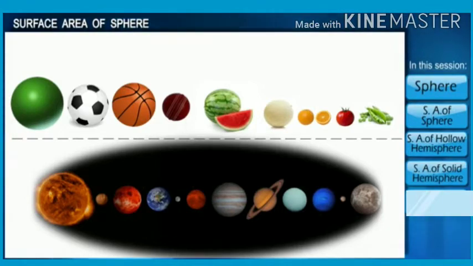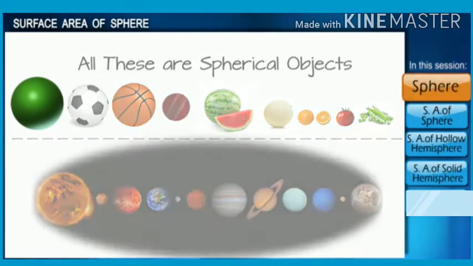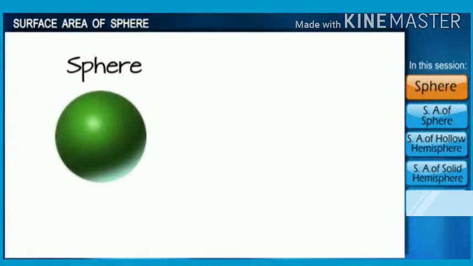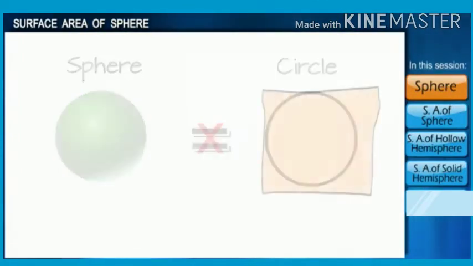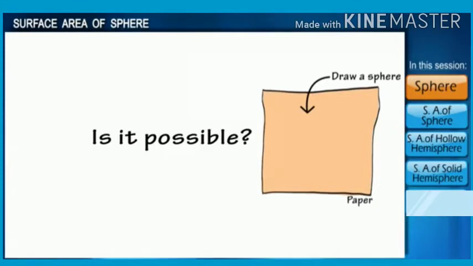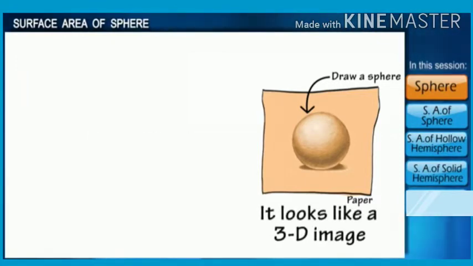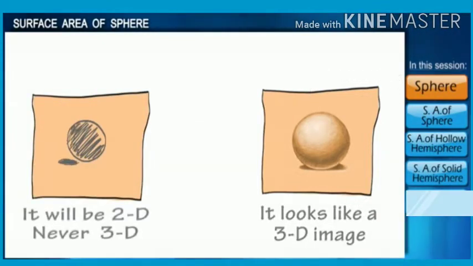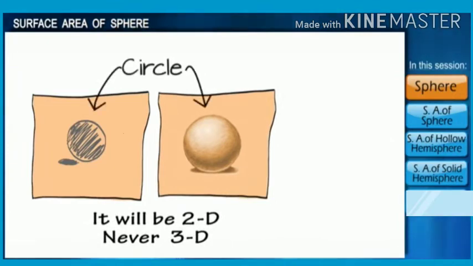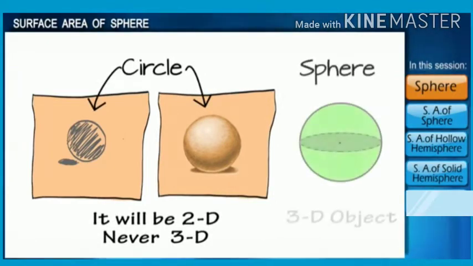In other words, we call these objects spherical objects. Now question arises, are a circle and a sphere the same? No, they are not the same. Is it possible to draw a sphere on a paper? No, not at all. Only due to the artistic talent we see it as a 3D shape. But actually, when we draw anything on paper, it is a 2D object. But sphere is a 3D object. This shows that circle and sphere are different.